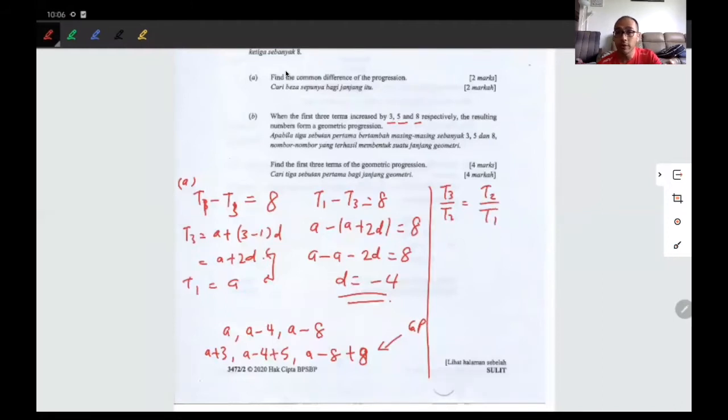How are we going to find A? You get A minus 8 plus 8, which is A, over A plus 1, equals A plus 1 over A plus 3. Then you cross multiply. So A times A plus 3 equals A plus 1 times A plus 1.